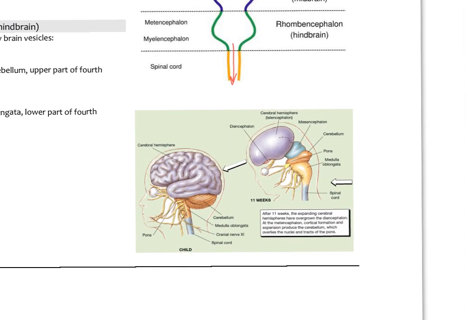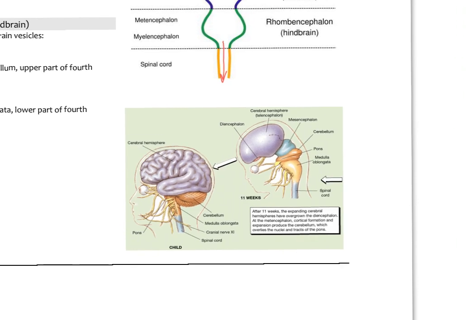So here you can see at 11 weeks, pretty clear forebrain structures developing. And you see the diencephalon tucked in here. Then here's the mesencephalon, the midbrain, and then here we're going to have the pons, the cerebellum, the medulla oblongata, and the spinal cord. And notice all these little tentacles hanging off here.